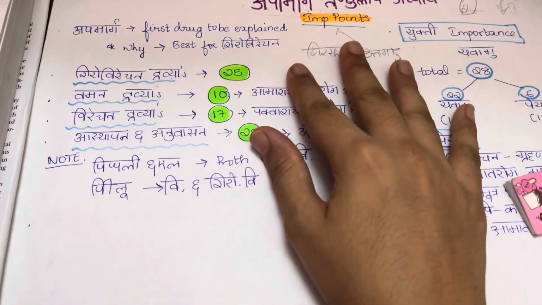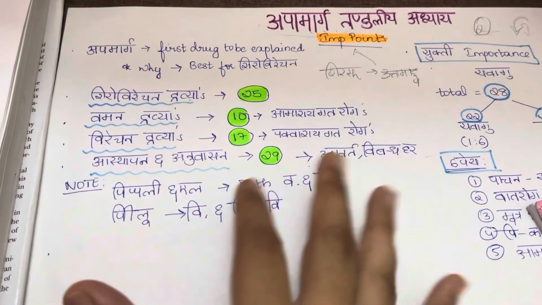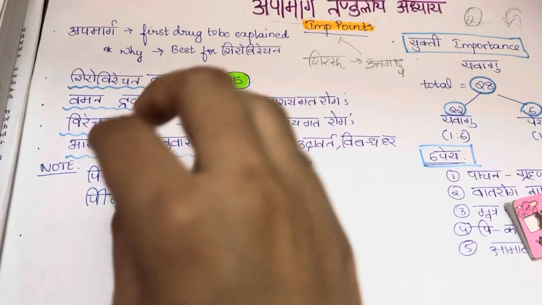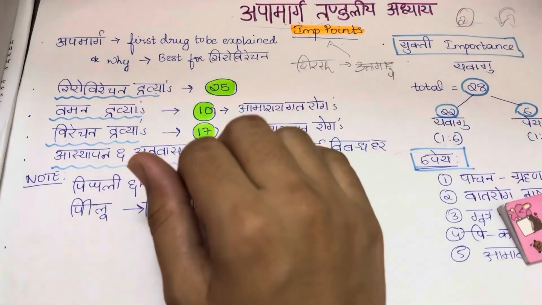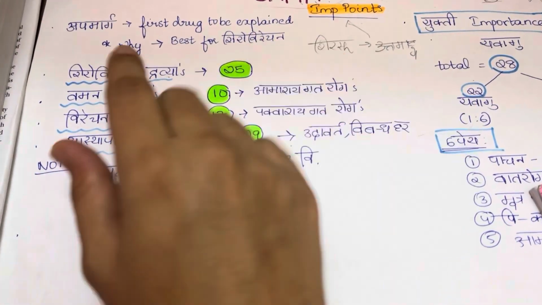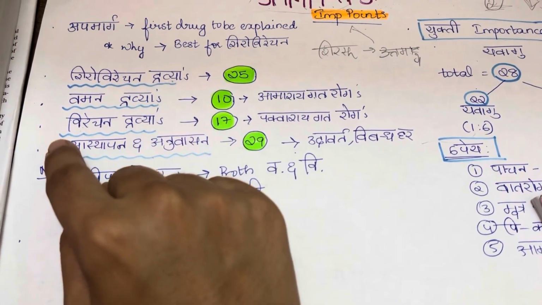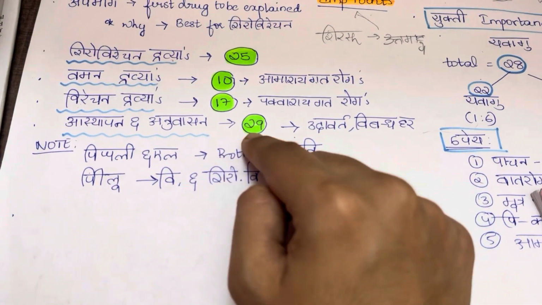For the main exam, if you consider your theory exams, I don't think much weightage is given here. You just have to know the Yavagu Yukti, which we'll discuss later, but for now remember the numbers, that's enough. Shirovirechana dravyas there are 25, Vamana dravyas there are 10, Virechana dravyas there are 17, and Asthapana and Anuvasana dravyas there are 29.